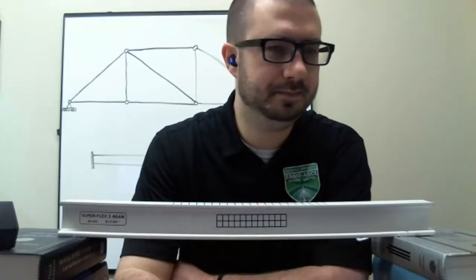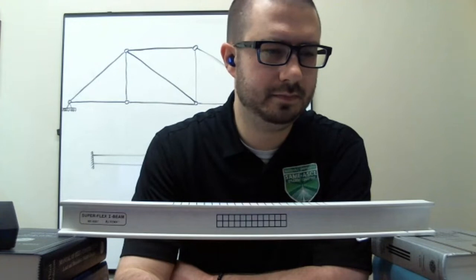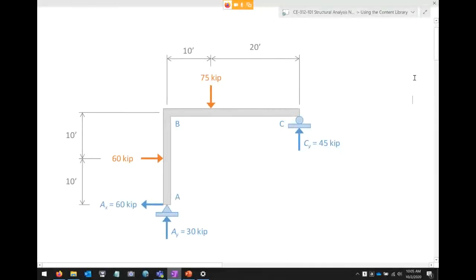Okay, so here's the frame. First off, with any shear and moment diagram problem, the first step is to determine your support reactions. We've already done that here. 60 kips going to the right, so AX is 60 kips going to the left, and then you just use your moment and force equilibrium to determine that AY is 30 kips going up and CY equals 45 kips going up. Now, the same means of checking your answer with shear and moment diagrams with beams still work for frames.